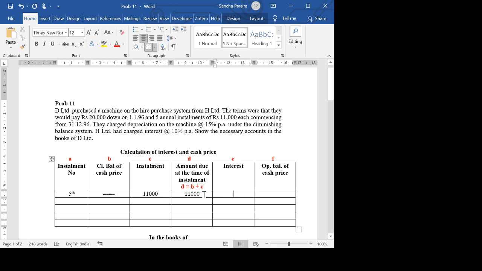Now how are we going to calculate the interest? We know that this 11,000 is the cash price plus the interest. So basically the interest is included in this. How are we going to know how much that interest is? We know the rate of interest. Is it 10%? If it is 10%, it becomes 11,000 into 10 divided by 100.